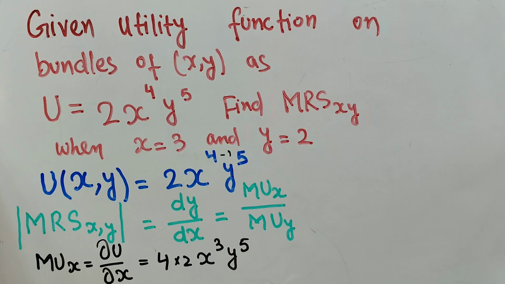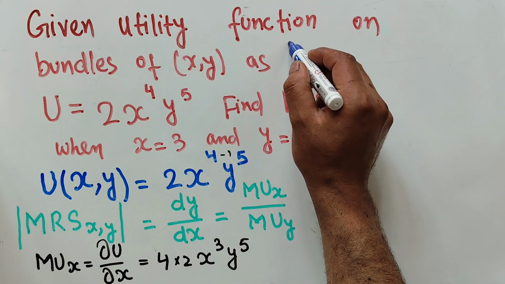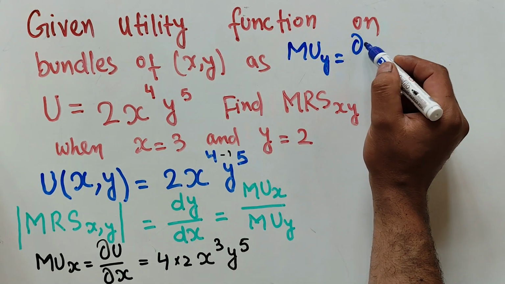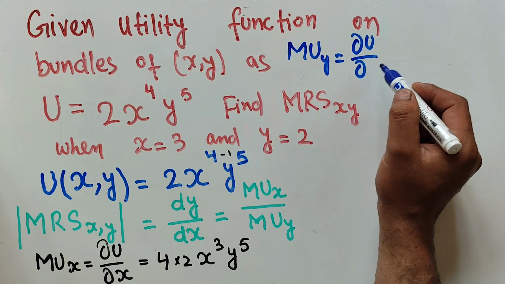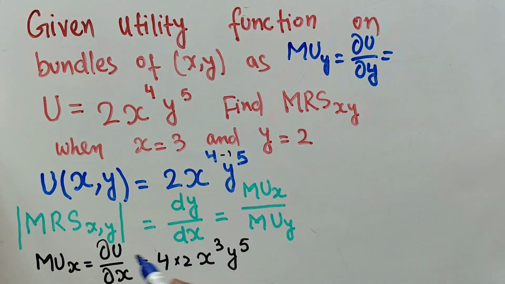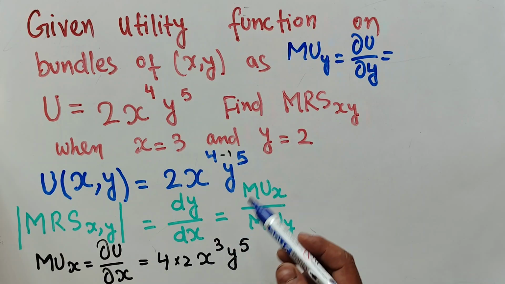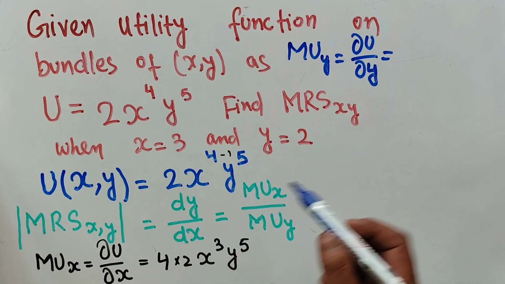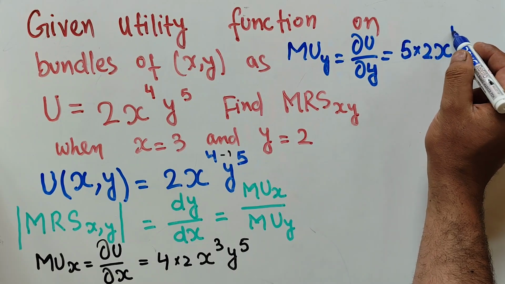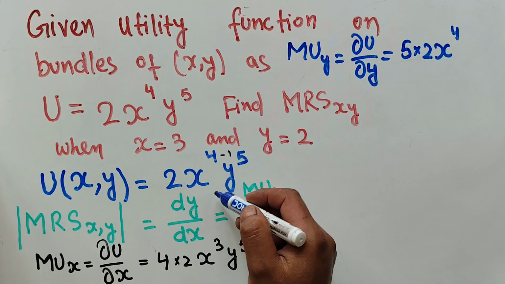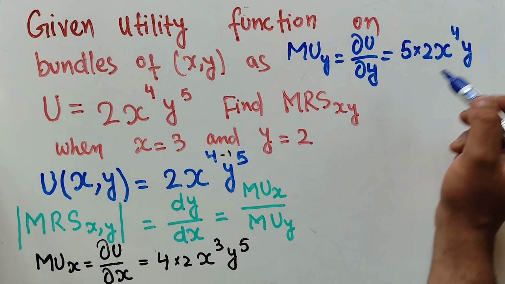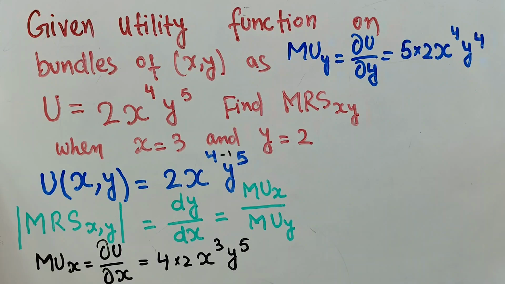In the same manner we need to find the marginal utility of good y. That will be equal to the change in the utility due to the change in the consumption of good y, which is the partial derivative of the given utility function with respect to good y. In this case, the exponent of y becomes the coefficient, so we have 5 times 2. x raised to the power 4 will remain the same because we are taking partials with respect to y, and the exponent of y is subtracted by 1, so it becomes 5 minus 1, which is 4. This is the MUy.